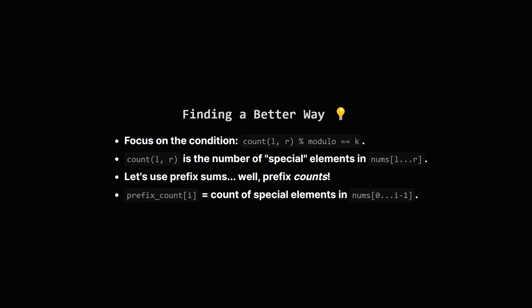So how can we speed this up? Let's look at the core condition again. The count of special elements in a subarray, let's call it count[L..R], needs to satisfy count[L..R] percent modulo equals k. Whenever we need to calculate something about a range or subarray quickly, prefix sums often come to mind. Here, we're not summing the numbers themselves, but rather counting how many special numbers we've seen. Let's define a prefix_count array. prefix_count[i] will store the total number of special elements, where num percent modulo equals k, found in the original nums array from the very beginning, up to, but not including, index i.